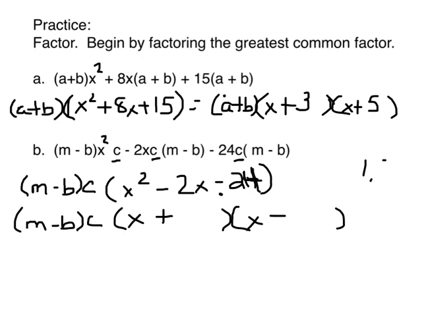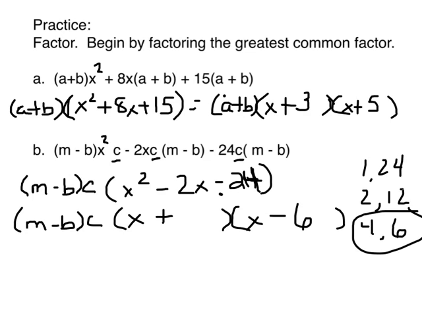Well, 1 and 24 won't do it. 2 and 12 won't do it. 4 and 6 will do it. So that's my choices. But now I have to ask myself which one of those needs to be negative. In order to get a negative 2 when they're added, it would have to be the 6. So x plus 4, x minus 6.